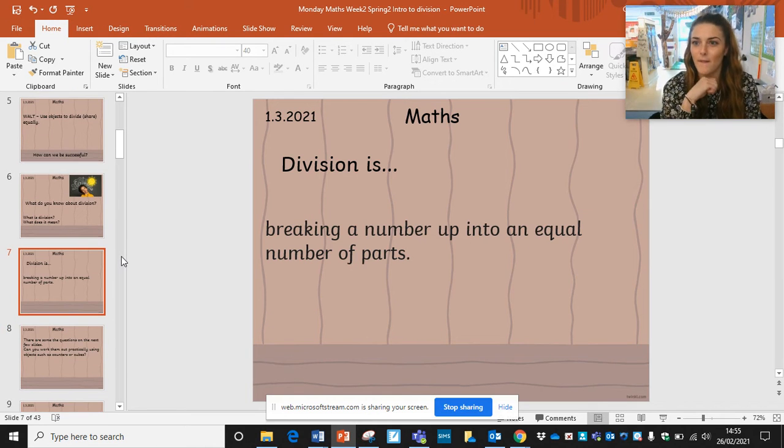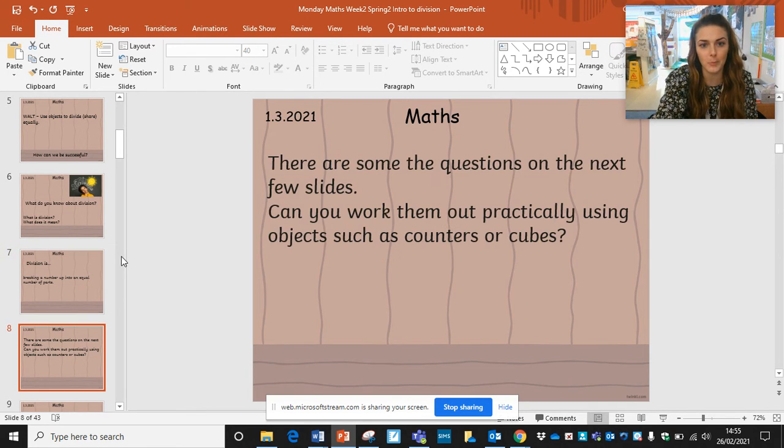So division is breaking a number up into an equal number of parts, okay? So breaking up a number into equal parts. So it's making sure that it is shared fairly, so that each group or each person has the same amount, okay, the same number. So if I was to share my sweets, I'd have the same as you might have, okay? So we all have the same. That's what equal means, fair and the same.